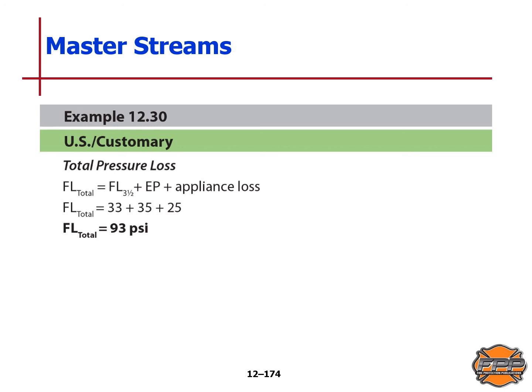So in example 12.30, we have total pressure loss. We have friction loss total plus friction loss at 3.5-inch coupling plus elevated pressure plus appliance loss. So our friction loss total is 33 plus 35 plus 25. So our friction loss total overall is 93 psi.